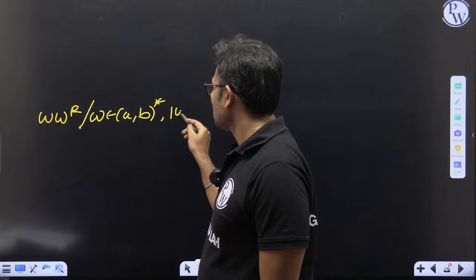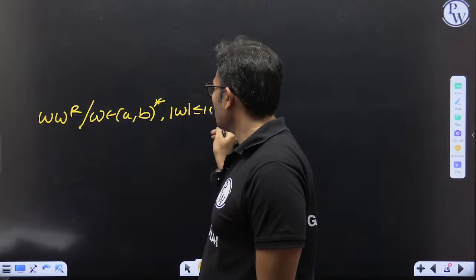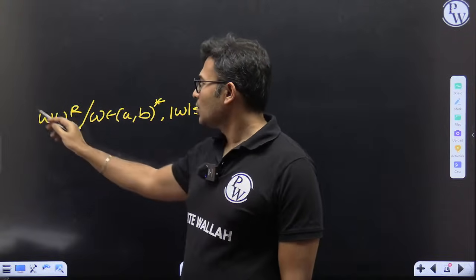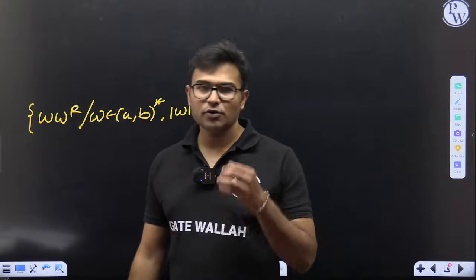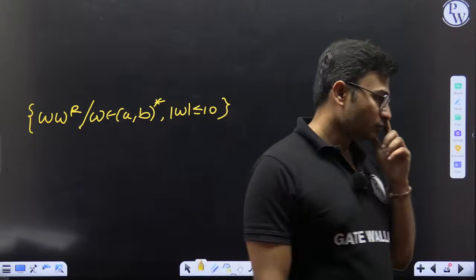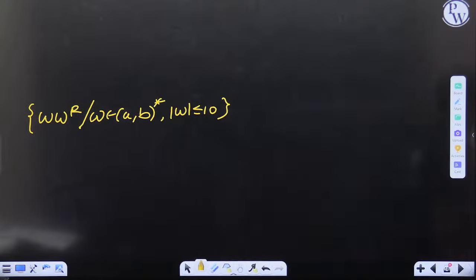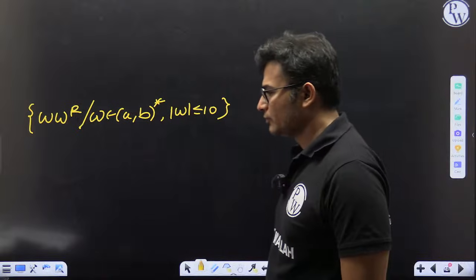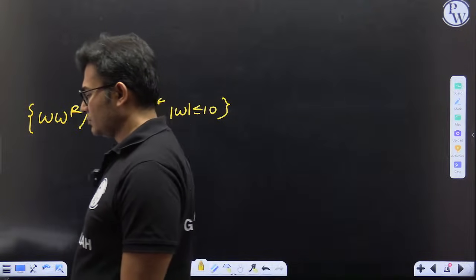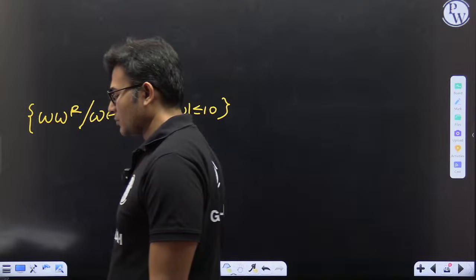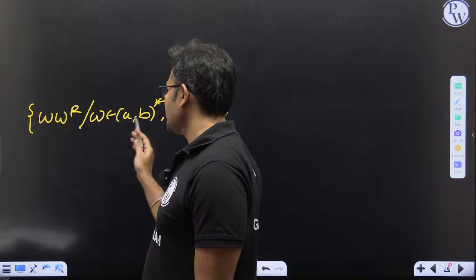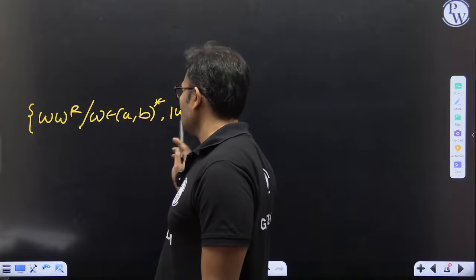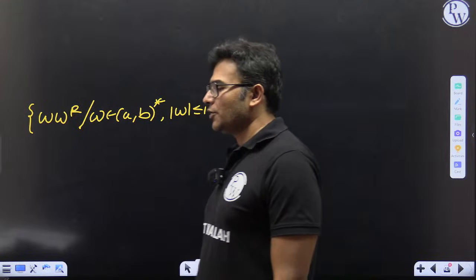and mod W is less than or equal to 10. W W^R such that W belongs to (a,b)* and mod W is less than or equal to 10.